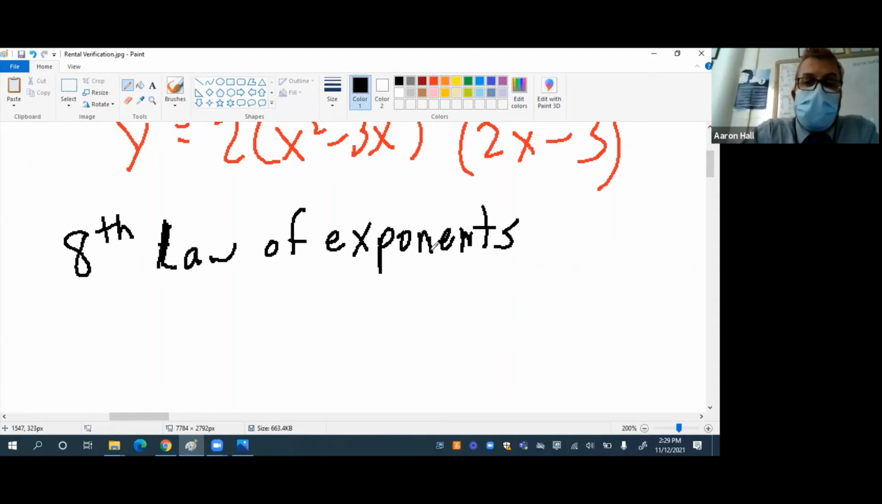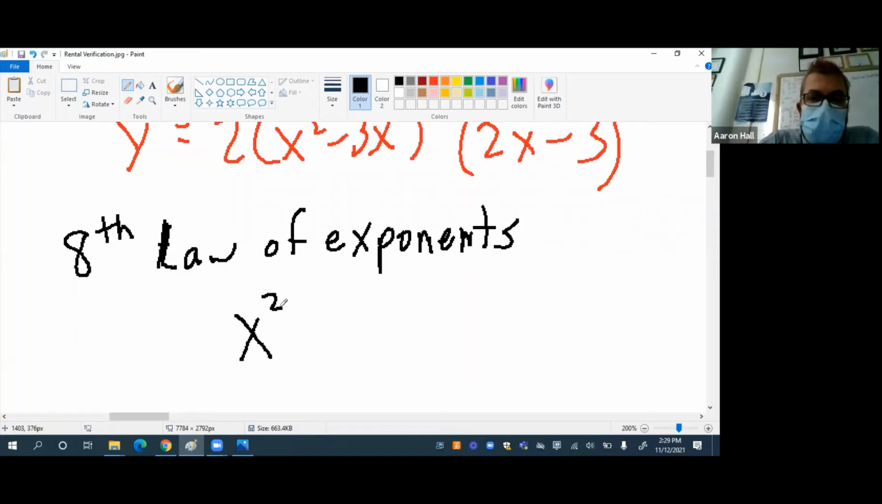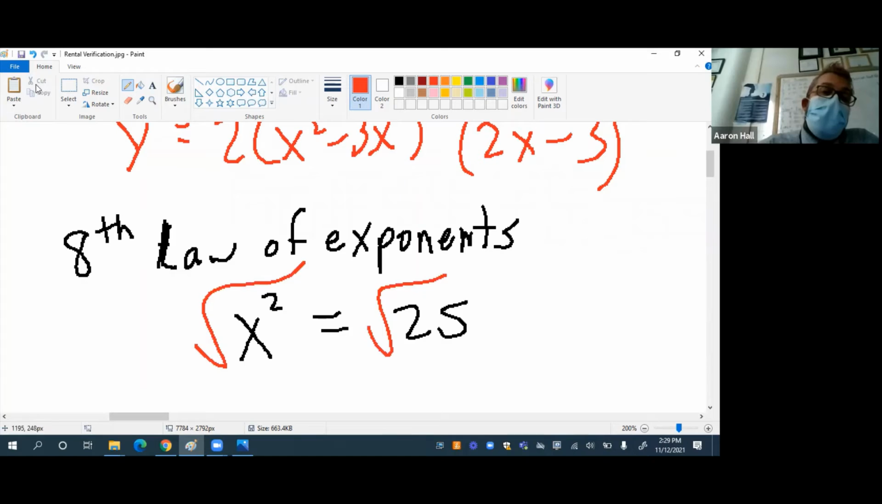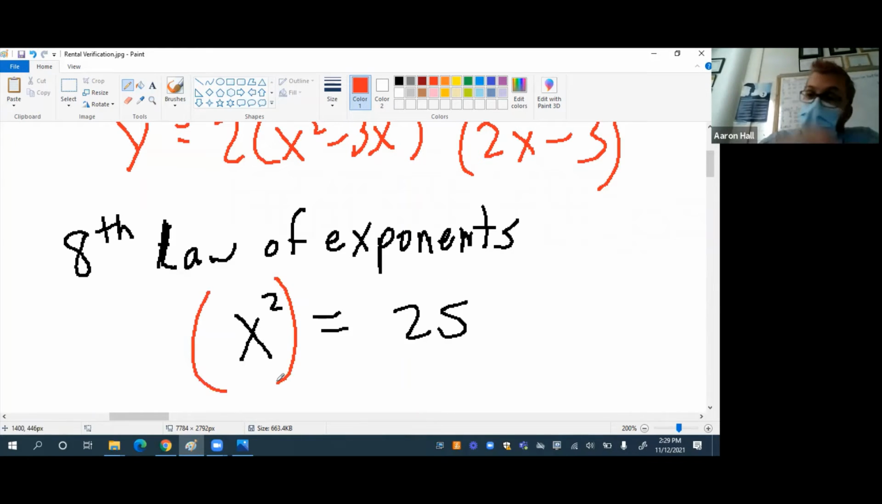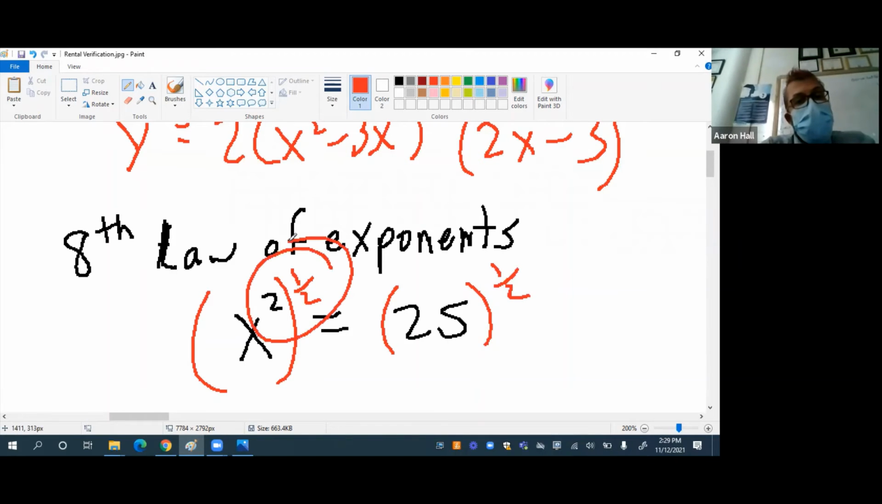And the law says that if I have something like, imagine this, I have something like x squared equals 25. How do I solve for this? Take the square root on both sides, I agree with you. But what if I also raised this to, I don't know, the power of 1/2? What does this give me? What's the power to the power law?